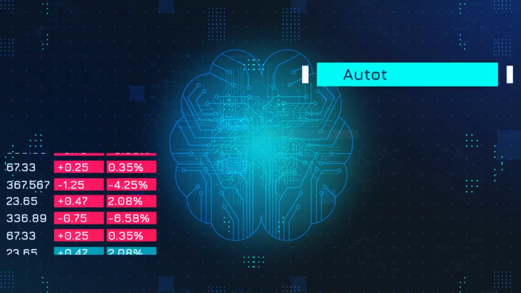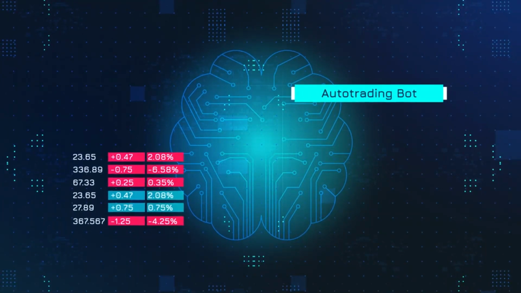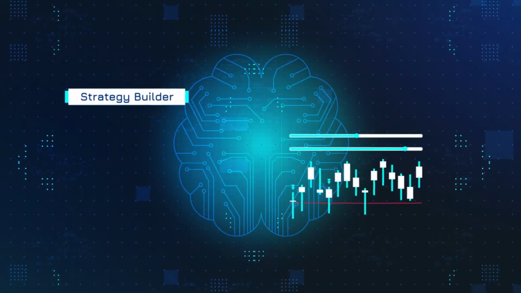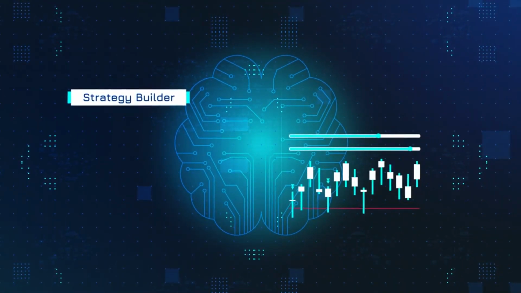For experienced traders, Cryptics offers a bot for auto-trading that will help you implement your own strategy. By setting all parameters and risks on your own in our strategy builder, you will be able to fully automate the trading process.